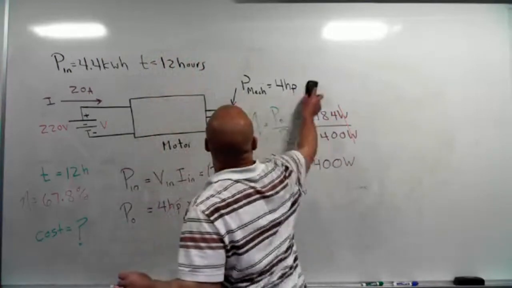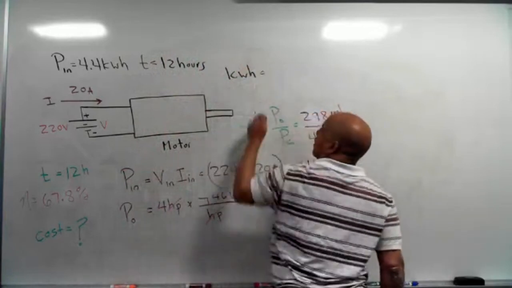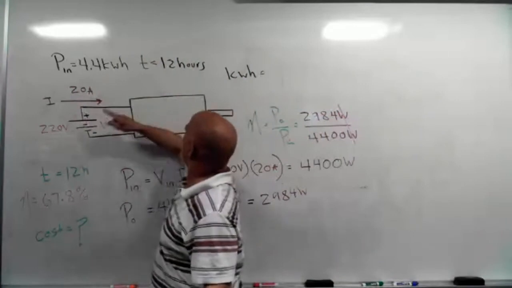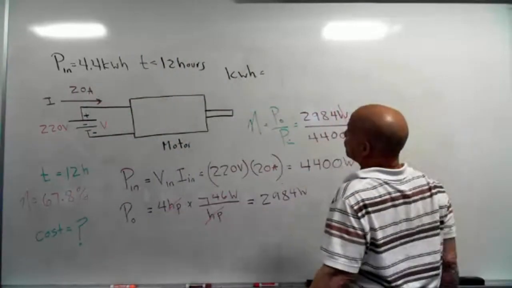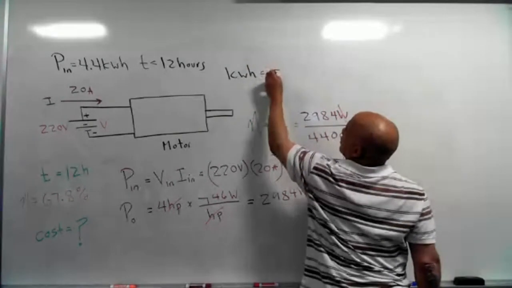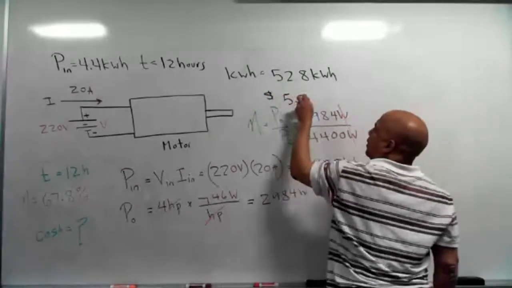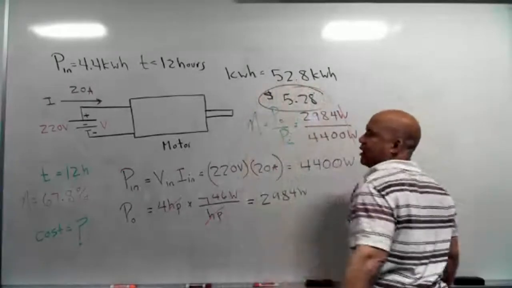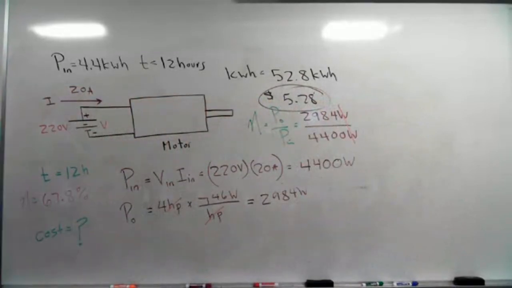So we've got to get kilowatt hours of energy. So what is 4.4 times 12? How much is that? 52.8 kilowatt hours. All right, so that's going to be $5.28 to run that motor for 12 hours. Okay?